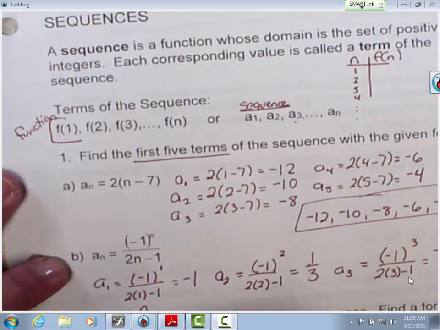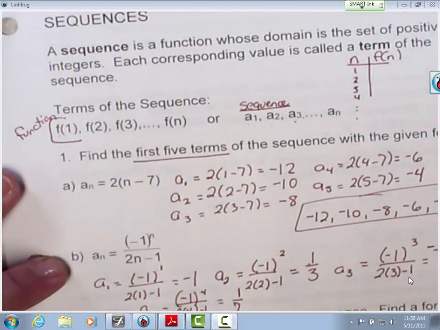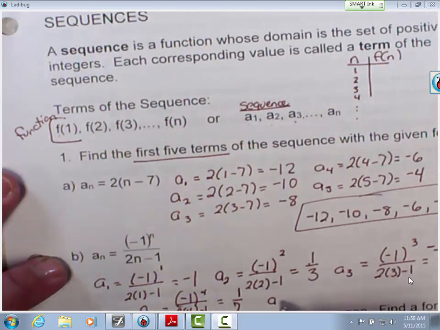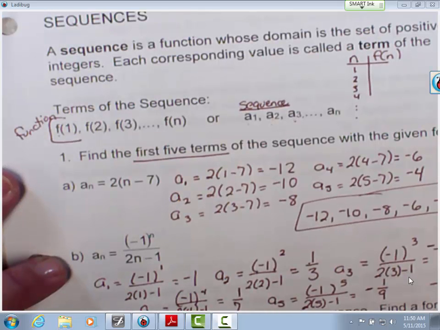Continuing on, A sub 4 gives us positive 1/7. Just realized the negative kind of blended there, so I'm going to make it a little clearer that that was negative 1/5. Okay, and then A sub 5, replacing n with 5. And we get negative 1/9. Okay, so our sequence is negative 1, positive 1/3, negative 1/5, positive 1/7, negative 1/9, and so on.